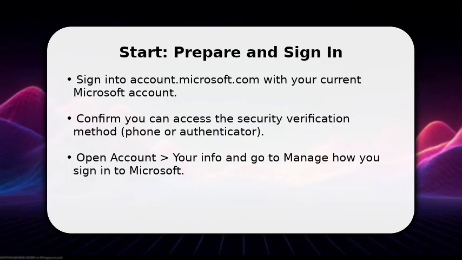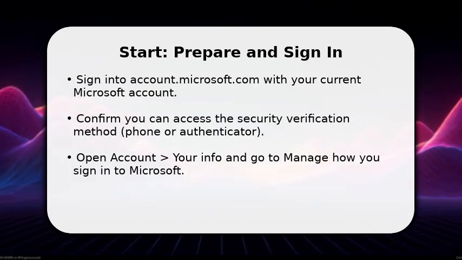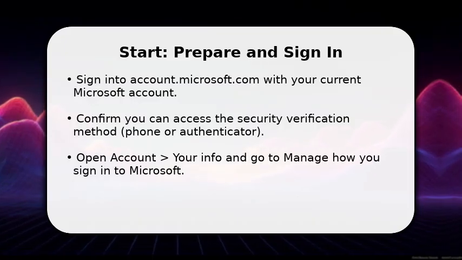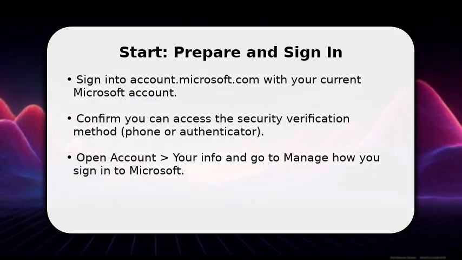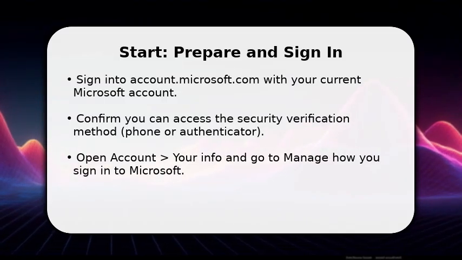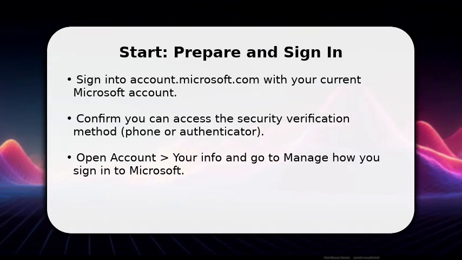You start by signing into your Microsoft account now. You need access to the security verification method tied to the account. Once signed in, go directly to your info and choose Manage how you sign into Microsoft. Make sure the email you want to add is available and you can receive messages at it.